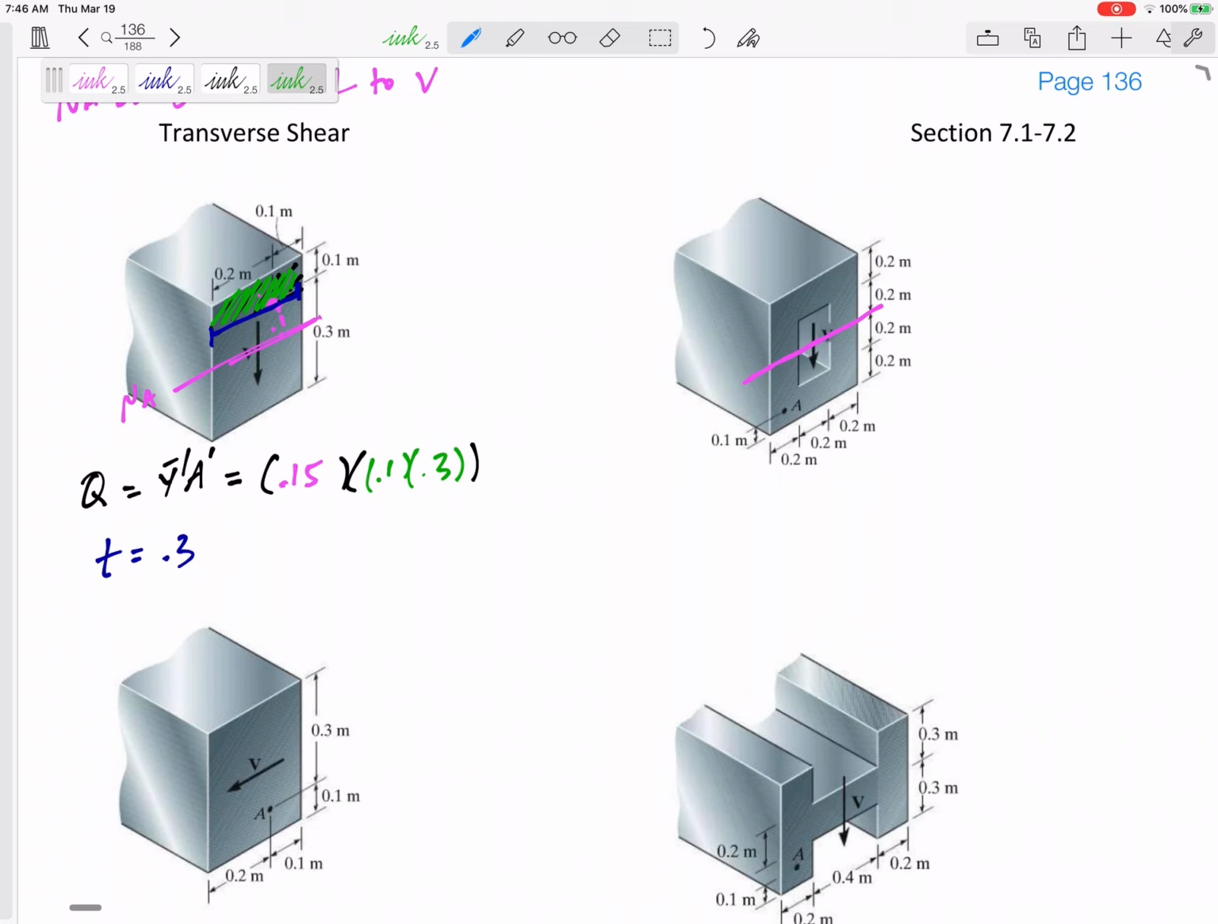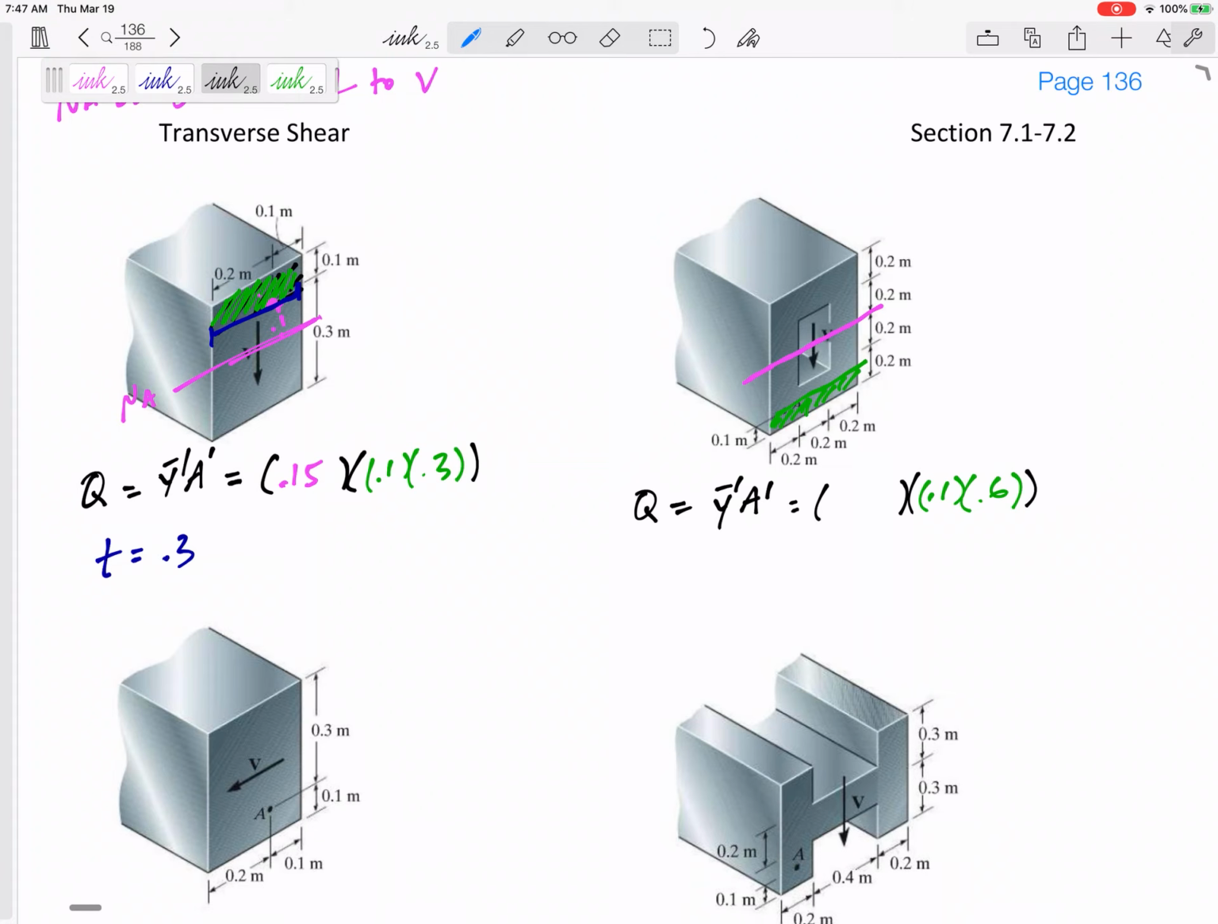Alright, the A prime, so Q, Y bar prime, A prime. I'm going to come back to this Y bar prime. The A prime would be, do this in green, would be this area away from the neutral axis, 0.1 by 0.6.